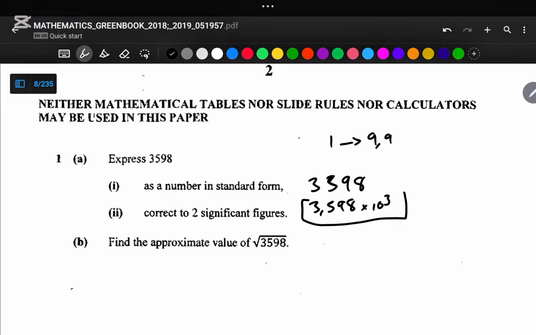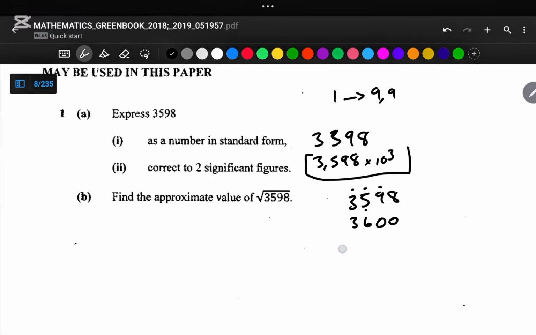Let us move on to the next part of our question, which says express 3598 correct to two significant figures. We are required to express it correct to two significant figures, so we look at the next number, that is 9. Is it above or below 5? It is above 5. So rounding correct to two significant figures, it is now 3,600. That is our final answer.